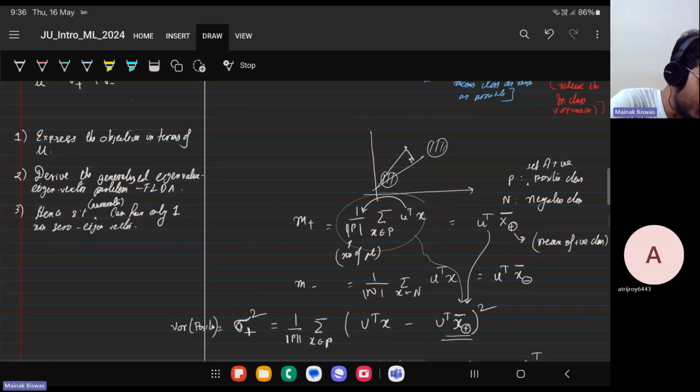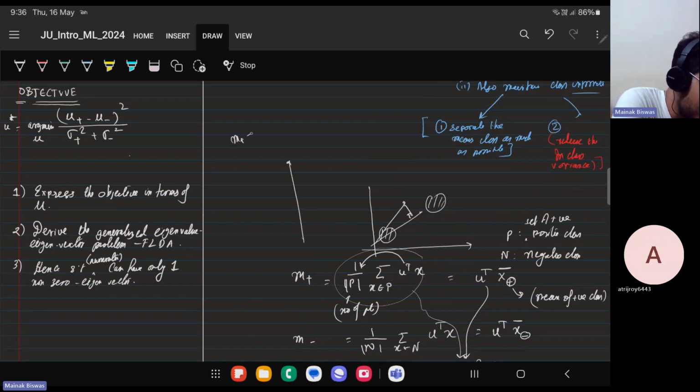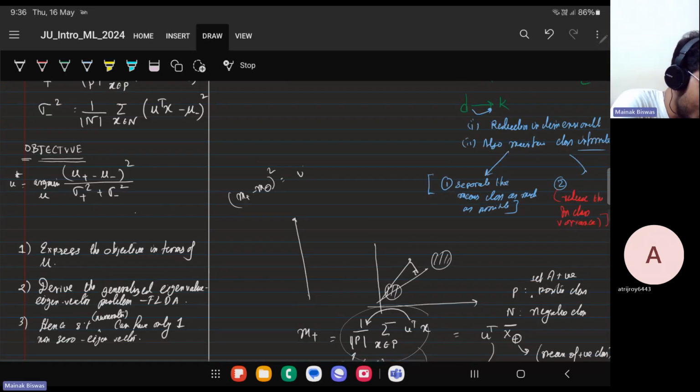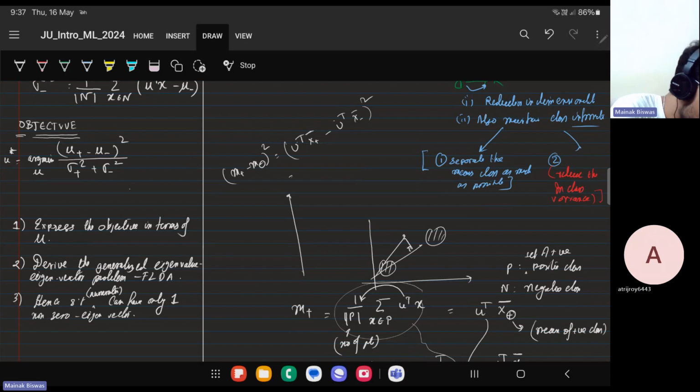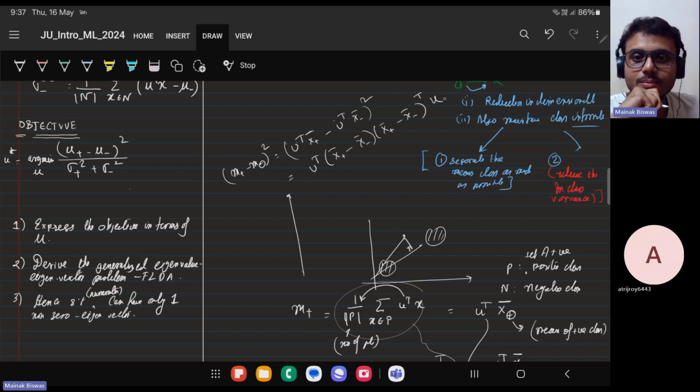So M plus minus M minus, where is U transpose? Tell me what it will be. U transpose X plus bar minus U transpose X minus bar. Do you agree? This is nothing but U transpose, X plus bar minus X minus bar, times X plus bar minus X minus bar transpose, U. Again, it is a covariance matrix, but it is a rank 1 matrix here, right? It's one vector. We'll see why.